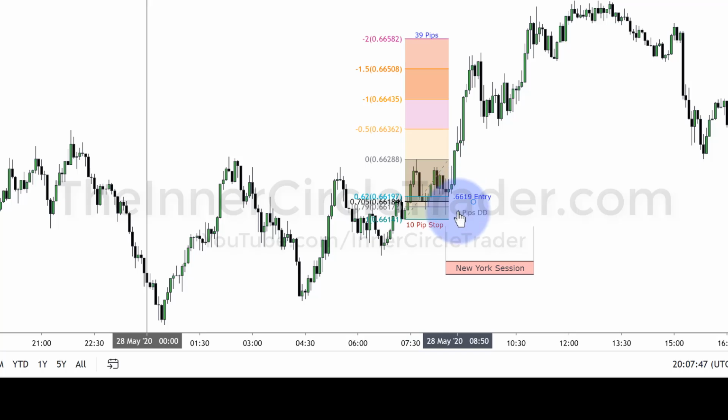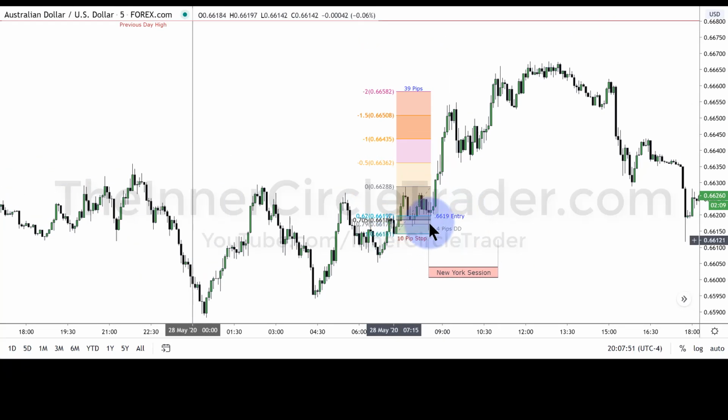0.6619 is our entry. There's a 4-pip drawdown from your entry, and using a 10-pip stop loss below this low here, we have an old high returning almost 10 pips there, almost 20 pips. Then you got one standard deviation offering a handsome potential reward there, 1.5, and then finally taking off at 2 standard deviations of the optimal trade entry range there. So offering 39 pips just in this short little run here.